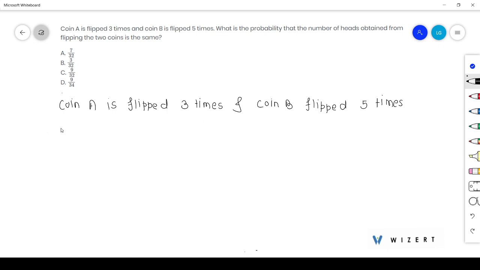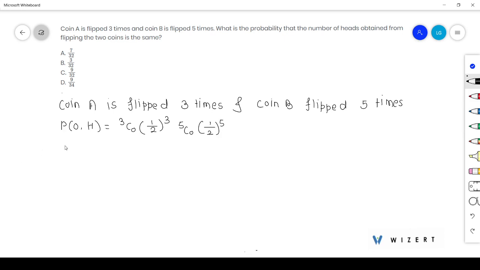Now the possibilities will be, firstly, the number of no heads, P of 0H. For coin A, 0 heads out of 3, it means 3C0, 1/2 to the power 3. And for coin B, 0 heads out of 5, it means 5C0, 1/2 to the power 5.